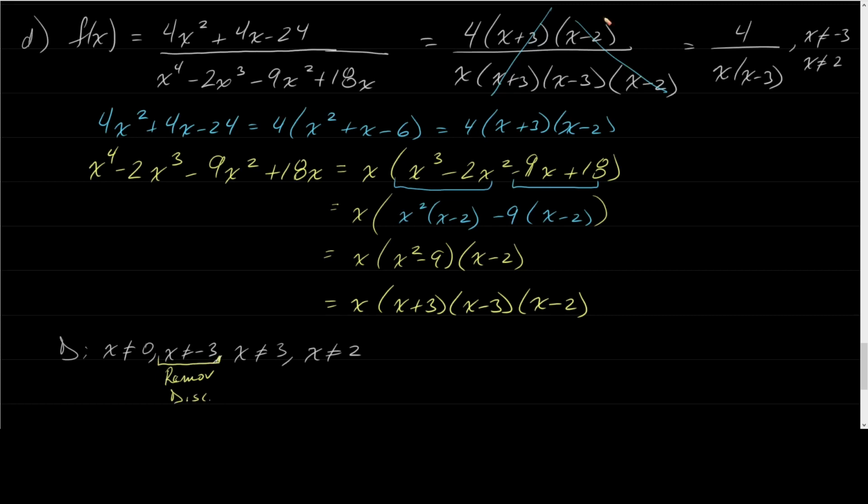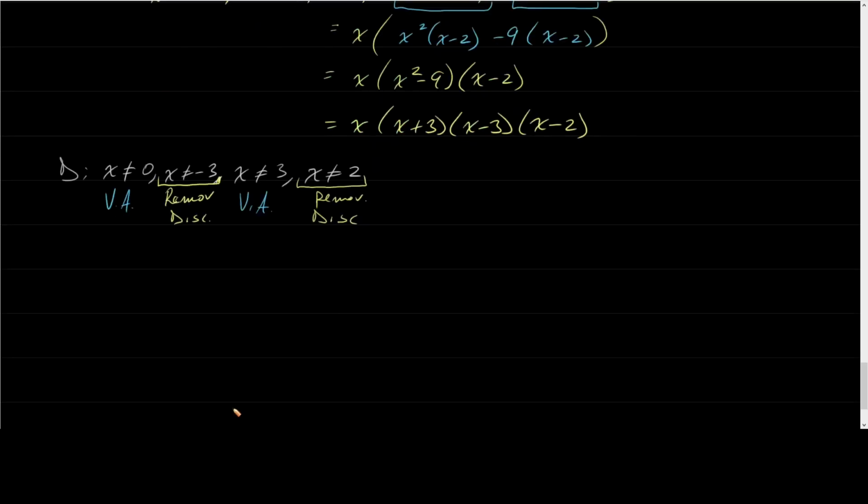The other one that we canceled out was x minus 2, so x not equal to 2 is also a removable discontinuity. Similarly, we can look at the other ones. At 0, the denominator would be 0 but not the numerator. Similarly, 3 would make the denominator 0 but not the numerator. So we can say very confidently that those are vertical asymptotes.